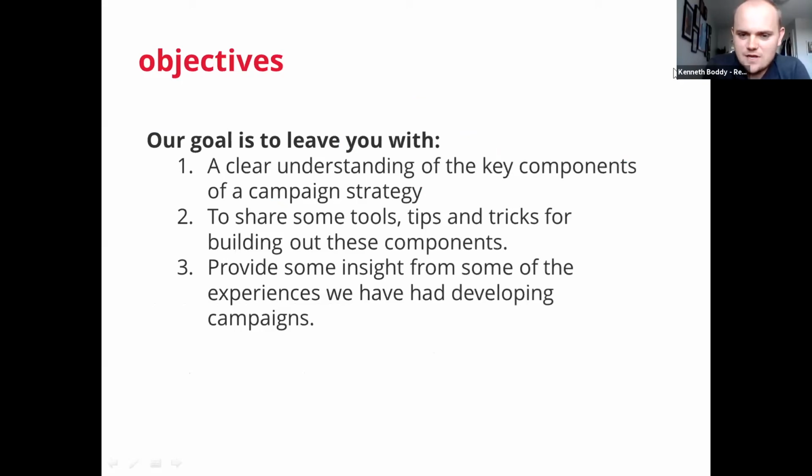Right. So we have 3 objectives we're trying to achieve with today's webinar. The first is to give you all a clear understanding of the key components that go into an advocacy strategy. This is something we touched on a little bit last week in the Advocacy 101 session, but we're going to be doing a bit more of a deep dive into that. We're also going to be sharing some tools, tricks, and tips for how to actually build out some of these components of advocacy strategies and hopefully allow you to understand that a little bit. And of course, we're going to be trying to work in some of our own insights from the work that we've been doing, planning some campaigns in the past.